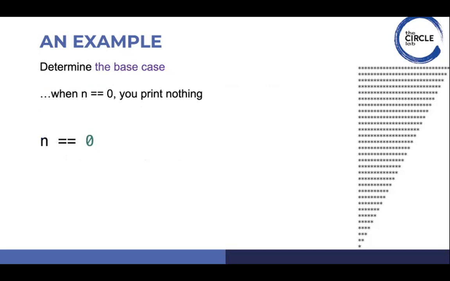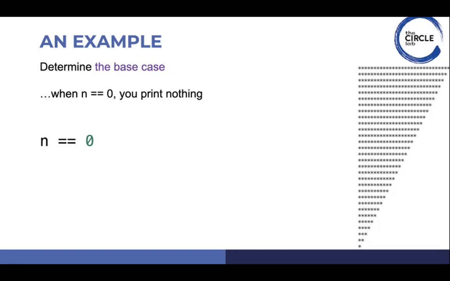Next, step 2 was to determine the base case. Here, the base case is when n equals 0. Why did I pick that? Well, you could pick n equals 1, but I picked n equals 0 because when n equals 0, you print nothing. You just return, right? In every other case, you still continue to print, but when n equals 0, you just return. So I picked that as my base case.